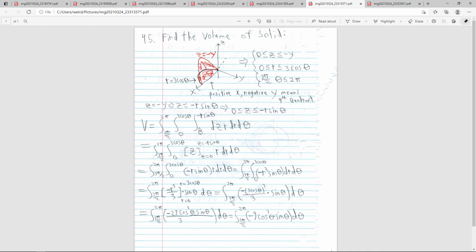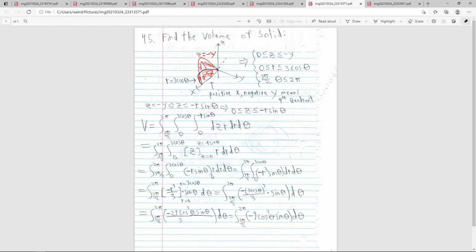But we have to evaluate this, to find the volume. So dz, r, dr, d theta is just the volume integrand. That's what dv becomes: dz, r, dr, d theta. V equals, then you have the integrals. 3 pi halves to 2 pi is the fourth quadrant. We have negative y values but positive x values. Then r goes from 0 to 3 cosine theta. And finally, z equals 0 to z equals negative r sine theta.